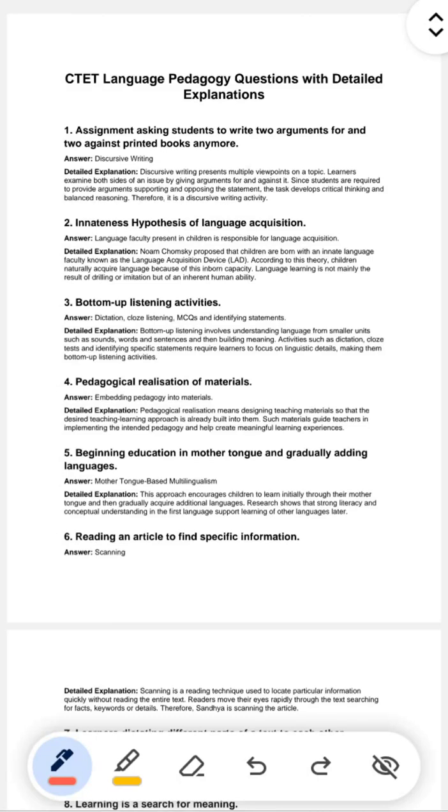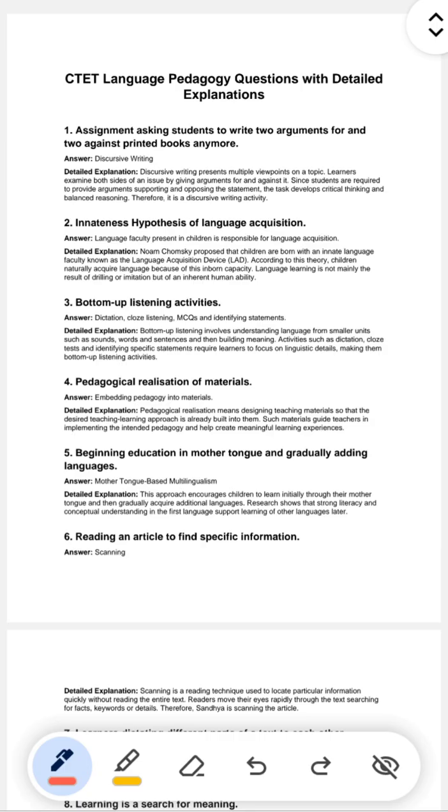Good evening, all. Today we are going to discuss CTET Paper 2 English Pedagogy questions. These questions are in the February 2026 CTET question paper, Paper 2. So, let's see what the questions are.